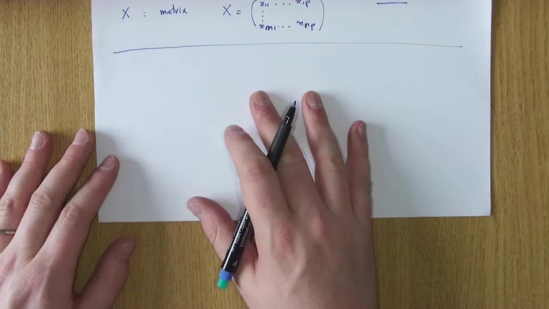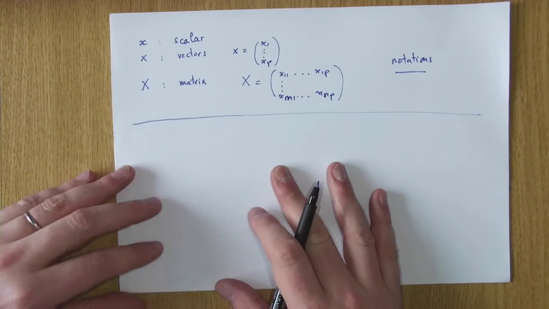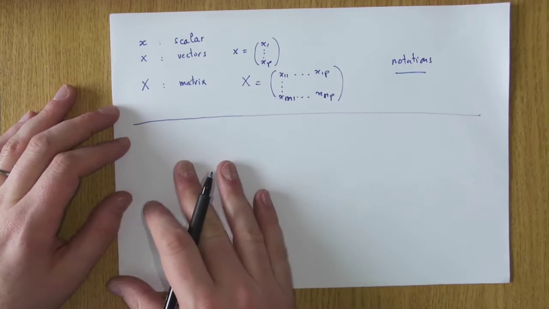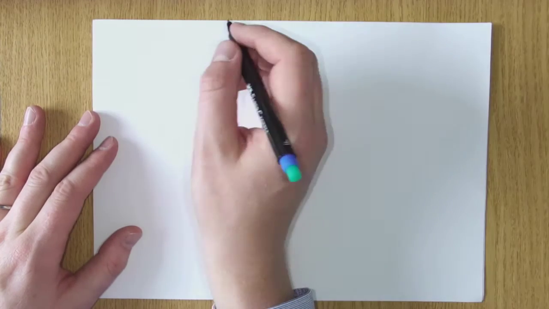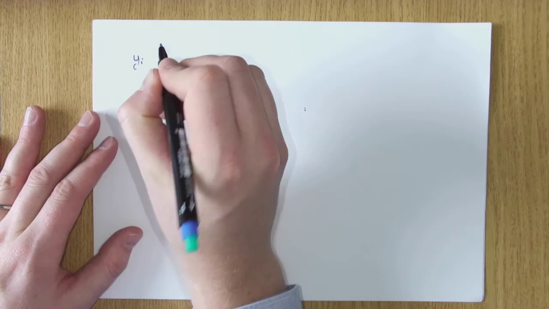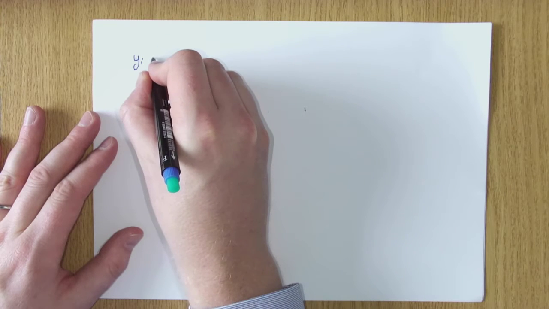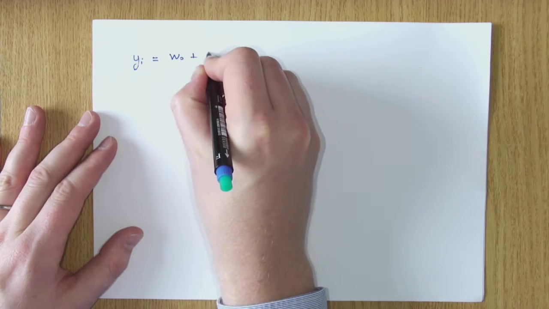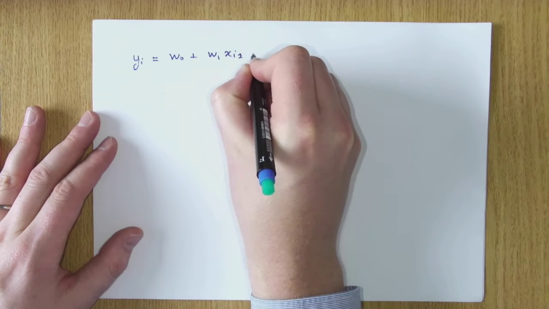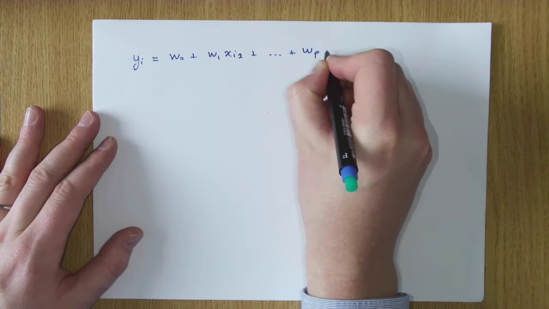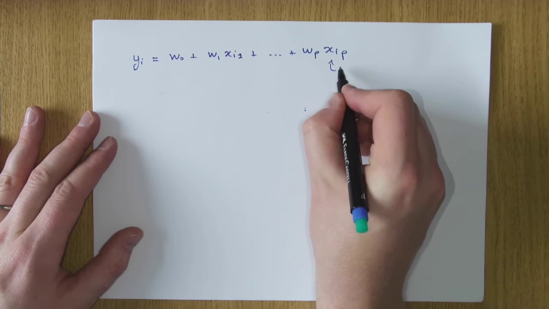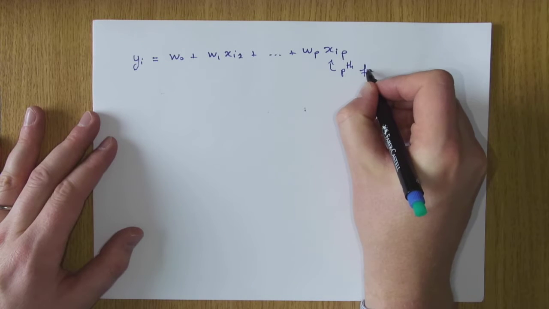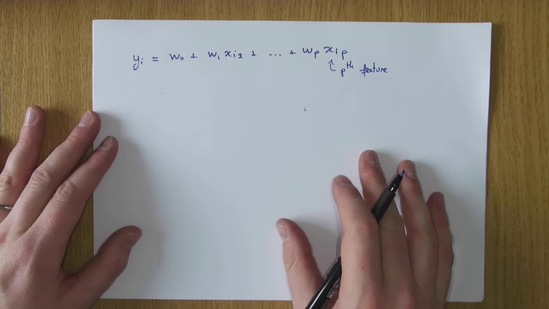In our case, we have our linear model, and I'll write it again. The outcome for sample i is W0 plus W1 xi1 plus so on to WP xip. So these are the p features.